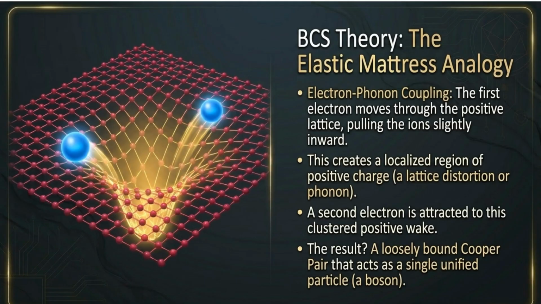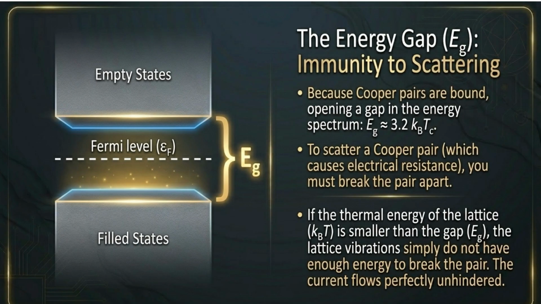BCS theory offers an explanation through the elastic mattress analogy, involving electron-phonon coupling. The first electron distorts the positive lattice, creating a localized positive charge. A second electron is attracted to this wake, forming a loosely bound Cooper pair that acts as a single unified particle, or boson. The binding of Cooper pairs opens an energy gap, providing immunity to scattering.